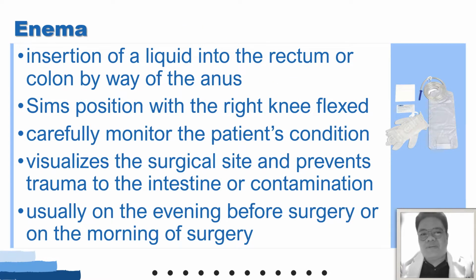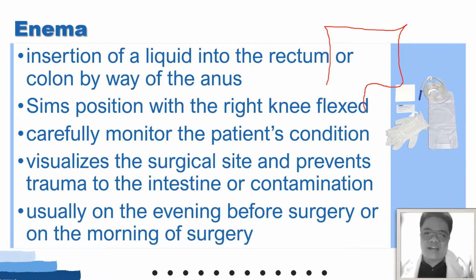So when I talk about enema, students, it is the insertion of a liquid into the rectum or colon by way of the anus. Okay? Now, your best position for this one is Sims position with the right knee flexed. If I would look into this class, what do you think is the best position? Considering the structure of the colon, you will have your ascending colon, your transverse colon, descending colon, then part of your sigmoid colon going towards your anus and rectum. This is considered to be the left side of your body, and this one is the right side of your body.